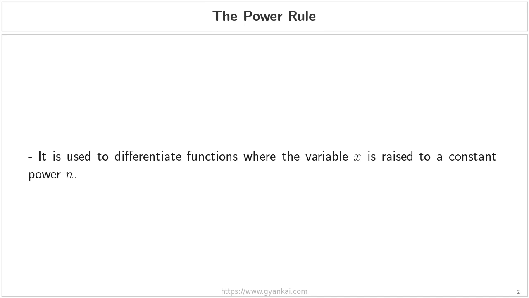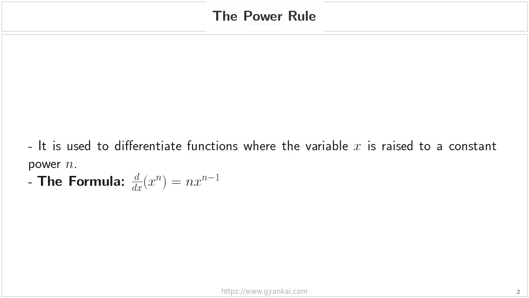The power rule. Now that we have established why using the first principle for every problem is too time-consuming, let's move on to our first and most frequently used shortcut, the power rule. This rule is specifically used to differentiate functions where the variable x is raised to a constant power, which we represent as n. Let's look at the formula. The derivative of x to the power of n with respect to x is equal to n times x to the power of n minus 1.